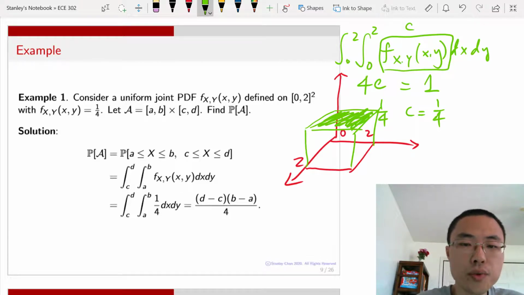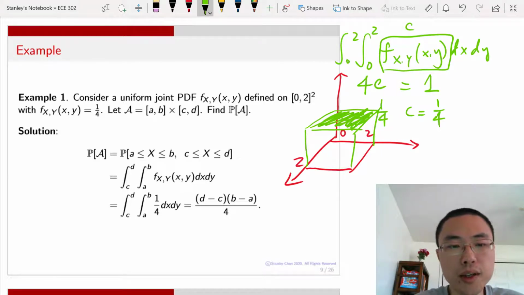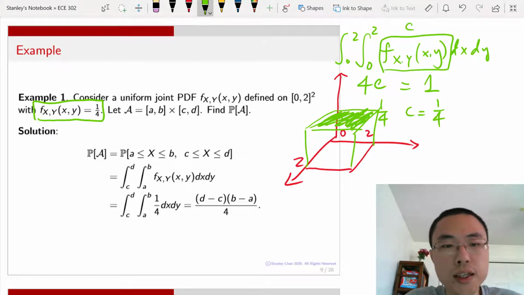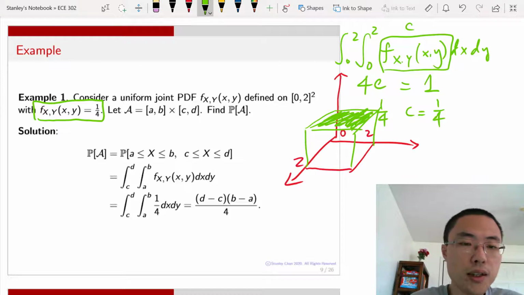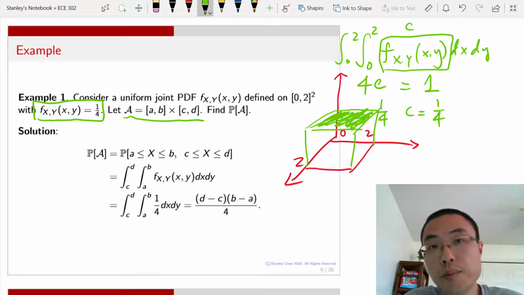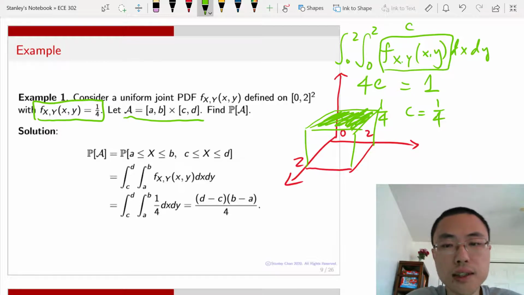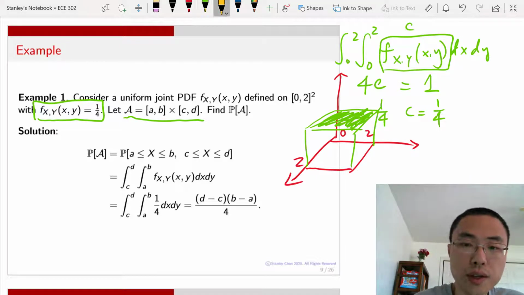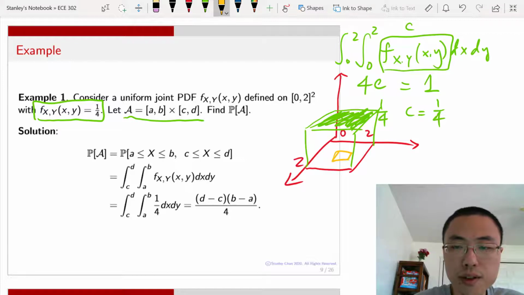Okay, so now you have this 1 over 4 here. Then you know that this is your PDF. And then now you define an event A, which is between A and B, cross with C and D. So essentially what you have is this area here. This is A, this is B, this is C, this is D. So if A, B, C, D, that is the area.